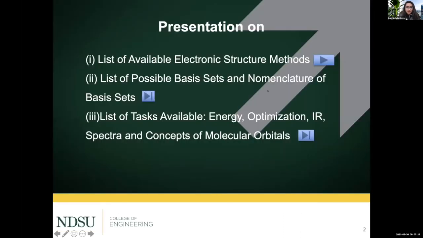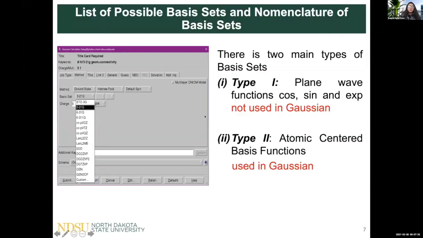Okay. The next thing is the list of possible basis sets and the nomenclature of basis sets. When you use this, first you need to set the method, then the basis set. The basis set shows the electronic functions that are used to build molecular orbitals. There are two types of basis set. One is plane wave and the other is atomic-centered basis function. Plane wave functions are cosine, sine and exponential, and that one is not used in our GaussView software. We use just atomic-centered basis functions.